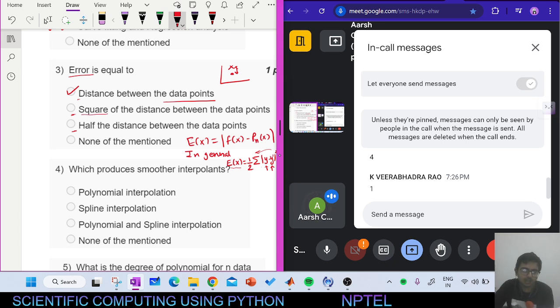But I think we should go by the definition of what is discussed. It is asking for the definition, right? We can define error to be anything. It could be that error is a door. That is also a valid definition. So what is defined in the lecture? That is the first. Does everyone agree with this? Yes, yes. Yeah.